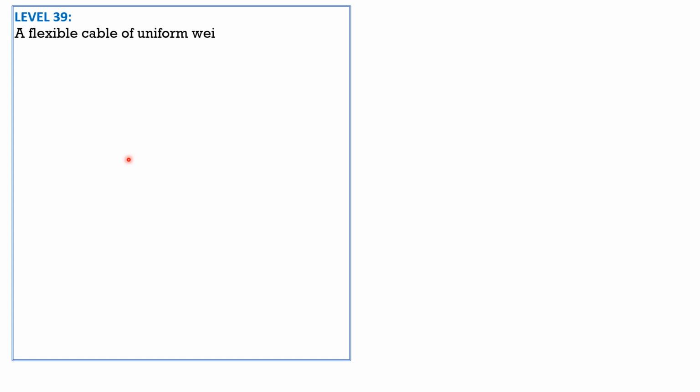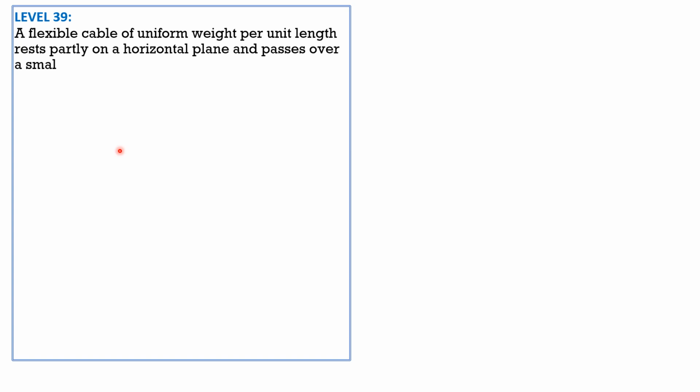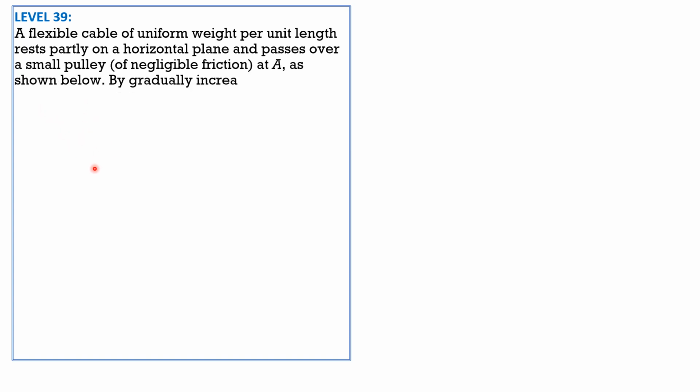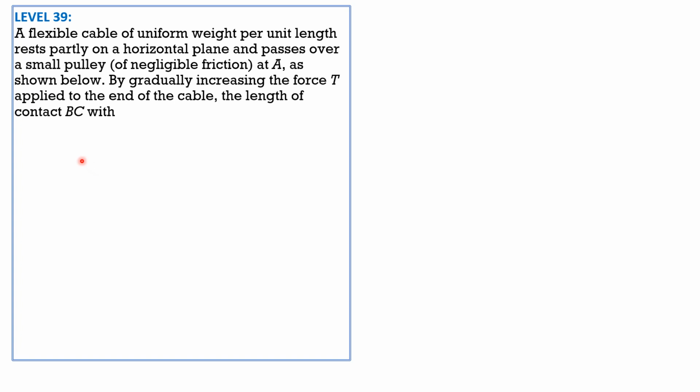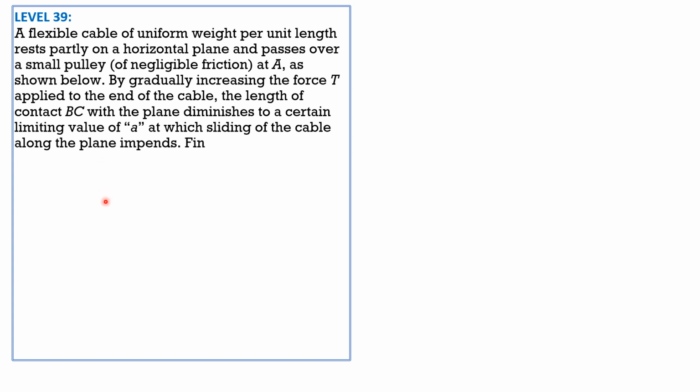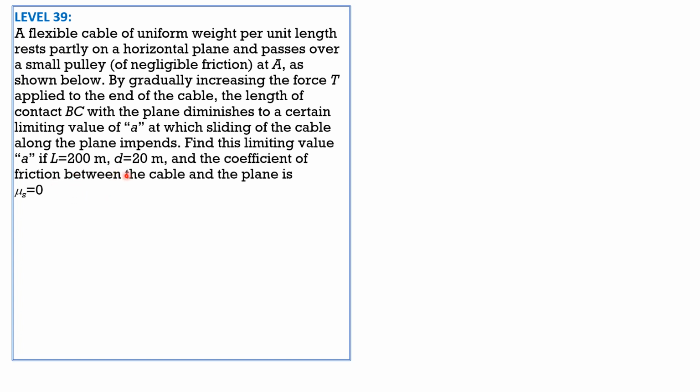A flexible cable of uniform weight per unit length rests partly on a horizontal plane and passes over a small pulley of negligible friction at A as shown below. By gradually increasing the force T applied to the end of the cable, the length of contact BC with the plane diminishes to a certain limiting value of A at which sliding of the cable along the plane impends. Find this limiting value of A if L is 200 meters, the sag is 20 meters, and the coefficient of friction between the cable and the plane is 0.5.